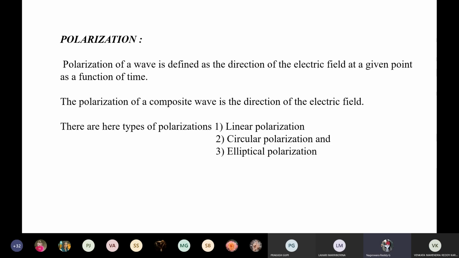Next one is polarization. These polarization topics are very important in case of EMTL also. In case of the EMTL fourth unit, there are different types of polarizations. What is meant by polarization? Polarization of a wave is defined as the direction of the electric field at a given point as a function of time.